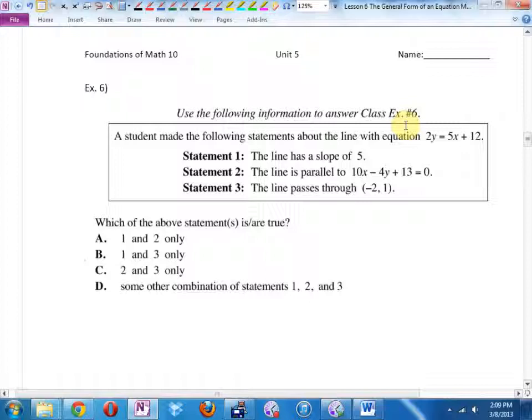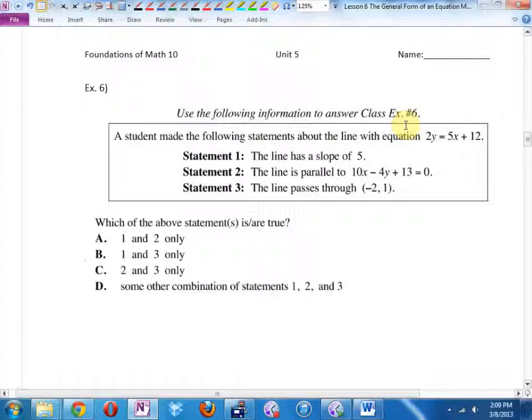It says, these are the kind of multiple choice questions they can throw at you on a provincial. A student made the following statements about that equation there. The first statement is that the line has a slope of 5. Is that true? Greg's shaking his head. Amazingly, Greg is right. Why? What is the slope of that line actually?